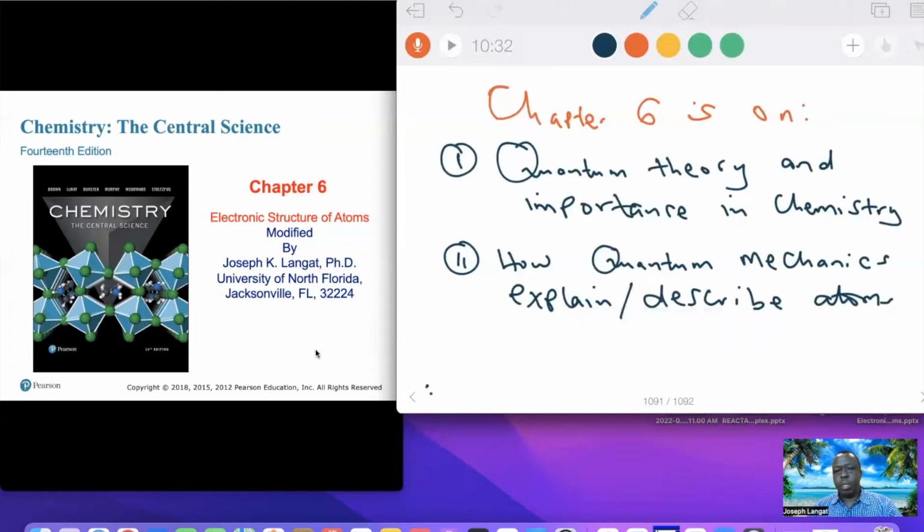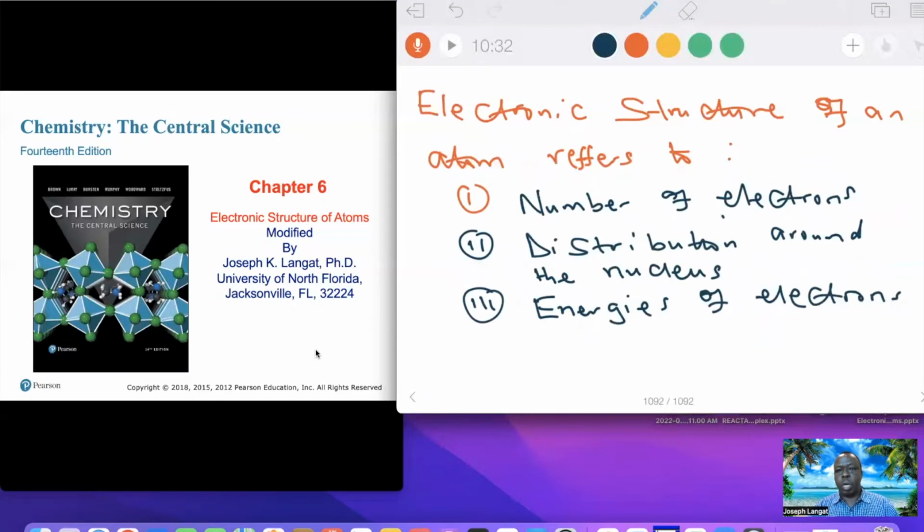Now, what is electronic structure of an atom? Electronic structure of an atom refers to the number of electrons in an atom and the distribution of electrons around the nucleus. Remember the Ernest Rutherford model of an atom. This is part of the nuclear model, that in the nucleus we have the protons, and outside the nucleus we have electrons and the energies of those electrons.